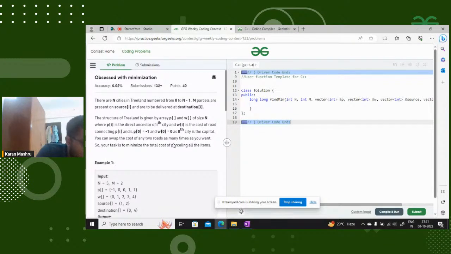So I request, there are 35 people, do not leave. Everyone, you will understand this question completely. If you have any doubt, you can ask me multiple times. This is a very good question, and in this you will learn a lot of things.